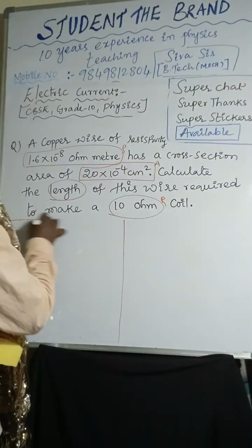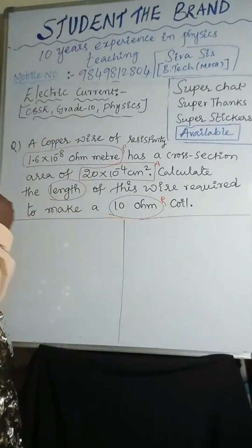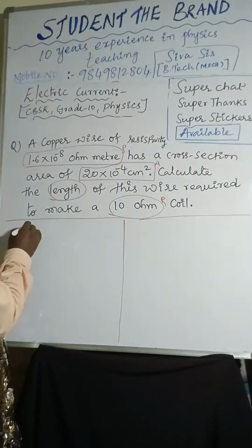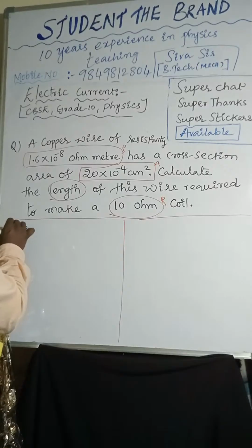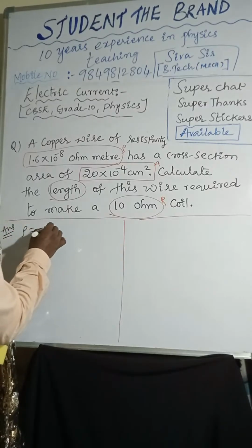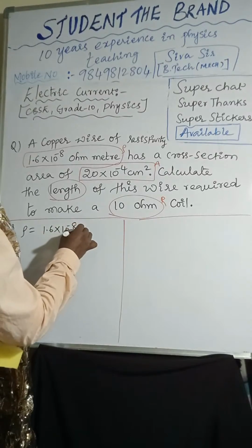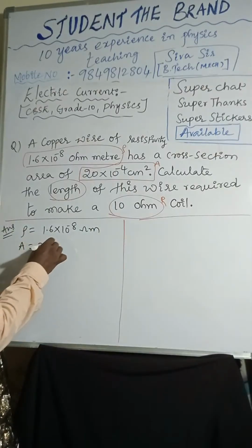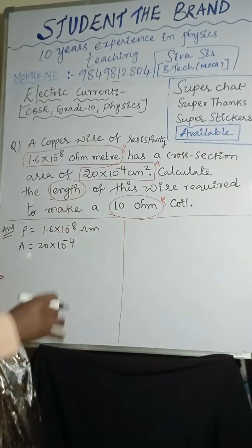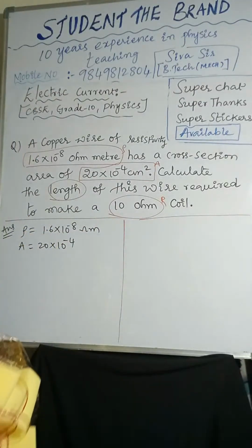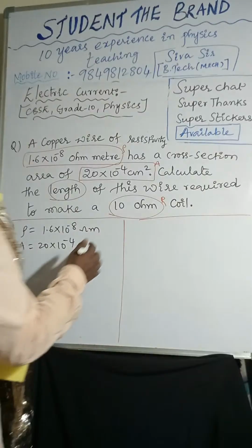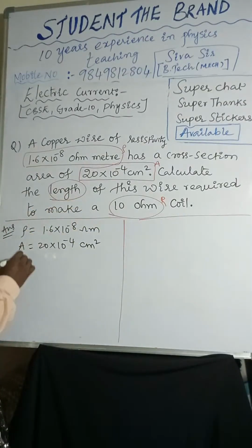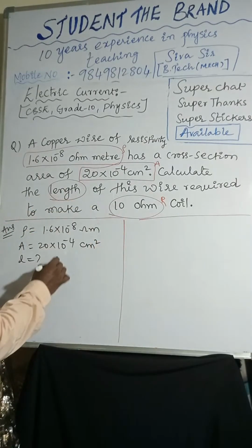So we have to find out. Now given data. Check the given data. Rho equal to 1.6 into 10 power minus 8 ohm meter. So second one is area of the cross section is 20 into 10 power minus 4. Here centimeter is given, but we have to convert into meter, right? So that's why here let it first write like this only, then later we'll convert. And length we have to find out. Length, and resistance is 10 ohm.